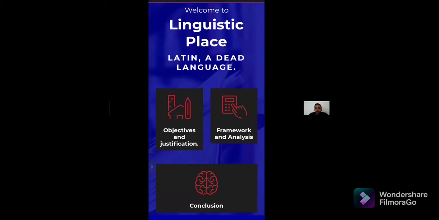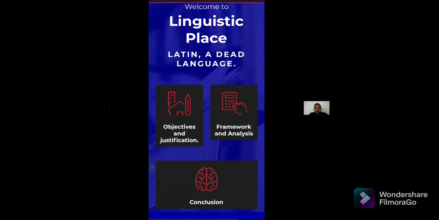Well, right now I'm going to try to explain a little bit more about the web page. So, when we are inside, we will find three options: objectives and justification, framework and analysis, and conclusion. I will show you the part of framework and analysis. When we select that option, we will be moved to three important questions.